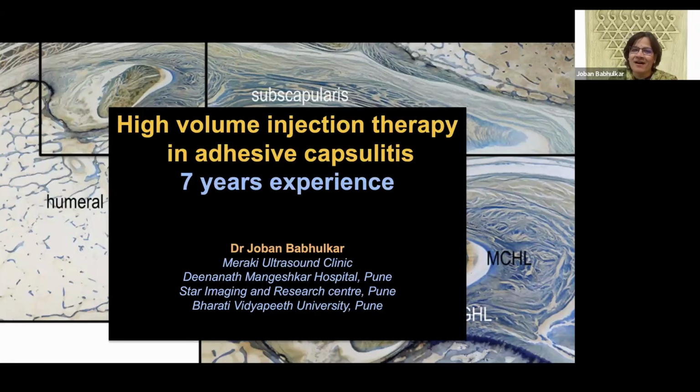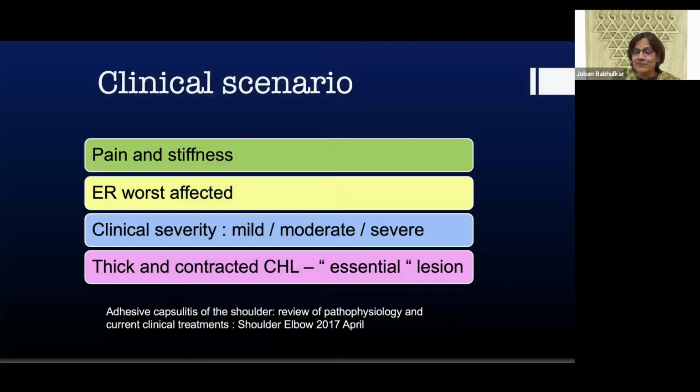Always a pleasure. So I'm going to tell you my experience over the last 7 years, I am actually getting very old, in high volume injection therapy for adhesive capsulitis. I think Raleigh's talk was fantastic. Raleigh, the infraspinatus bounce sign, I had no idea what that was. Thank you for telling that to us. I will definitely look for it in the next patient of adhesive capsulitis that I see.